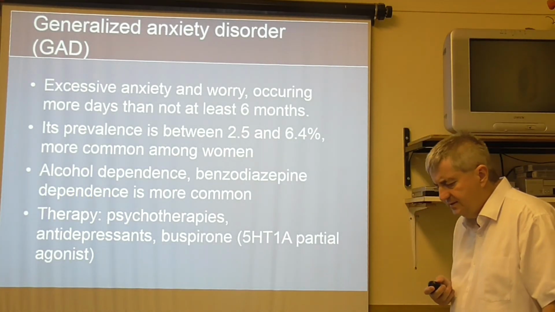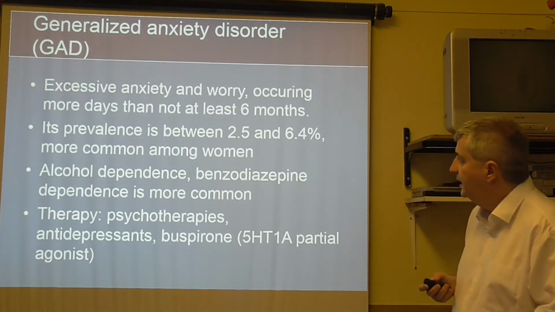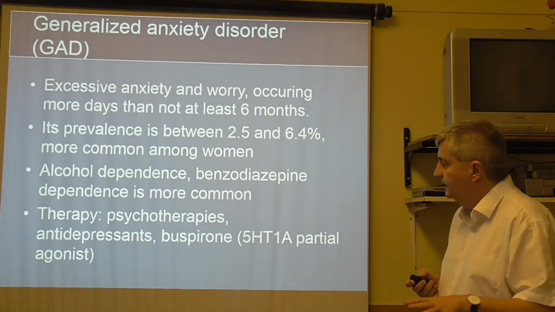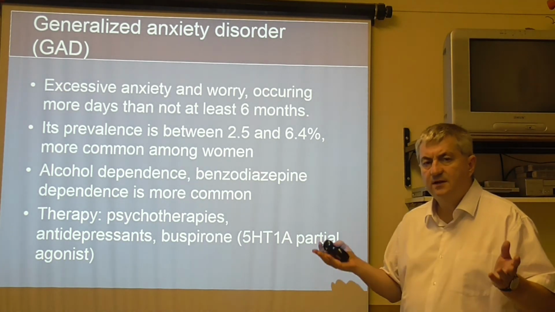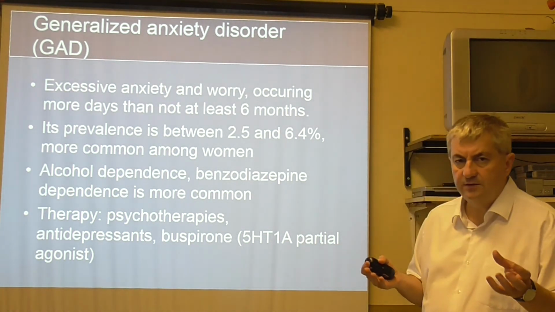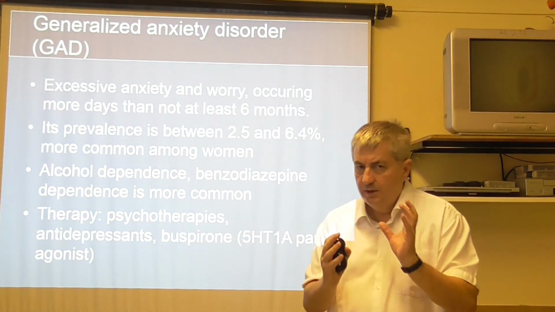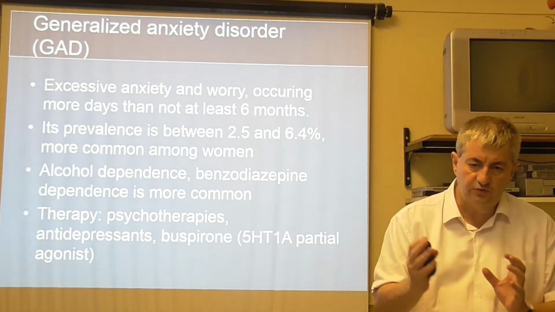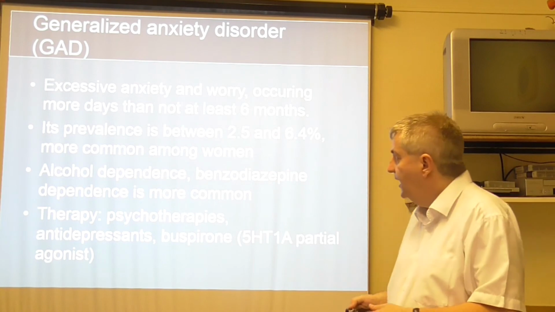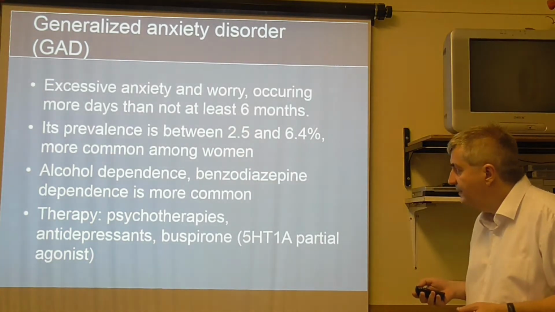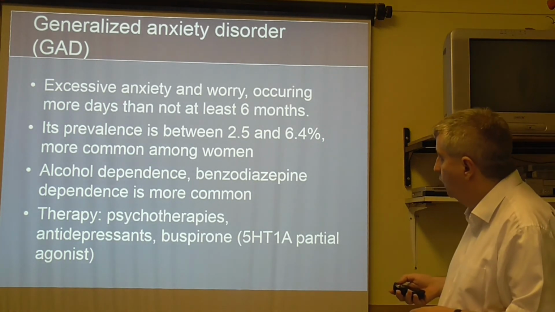The next illness is generalized anxiety disorder, which means an excessive anxiety and worry which occurs over the previous 6 months, and it means a continuous anxiety. A panic disorder is a short panic attack, a short anxiety attack I have mentioned, which lasts from 5 minutes to 20 minutes. Generalized anxiety disorder lasts during the whole day. It is more prevalent among women, and the prevalence rate is 2.5 to 6.4.